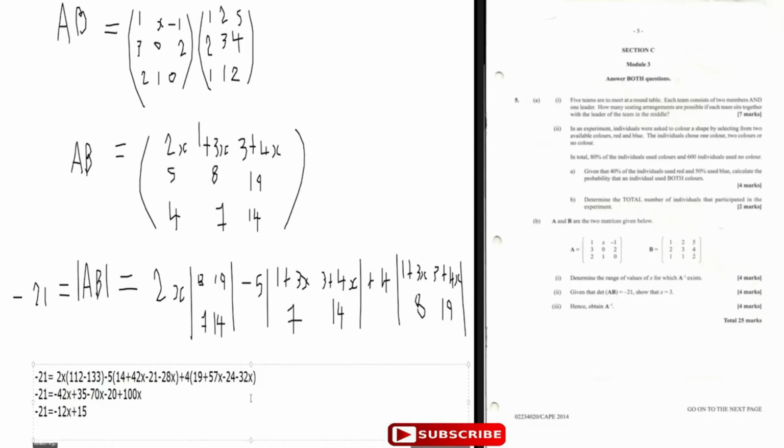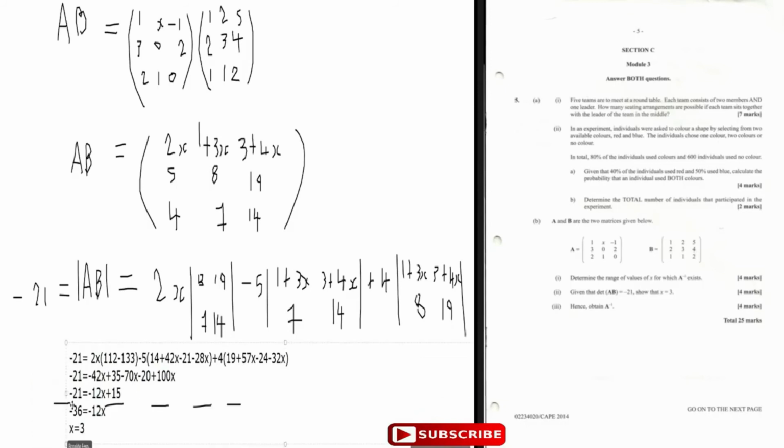And so when I subtract 15, I get minus 36 is equal to negative 12x. So I divide both sides by 12, and so x is 3. So that proves it. X is 3. All right, so this takes care of it. X is 3. Nice. X is indeed 3.